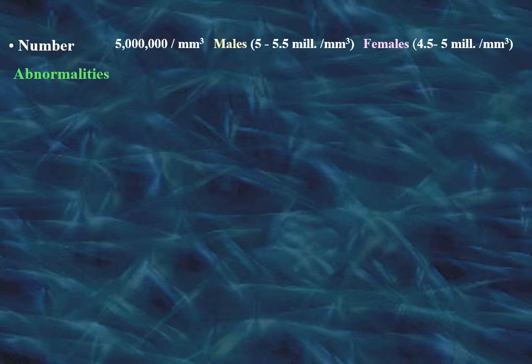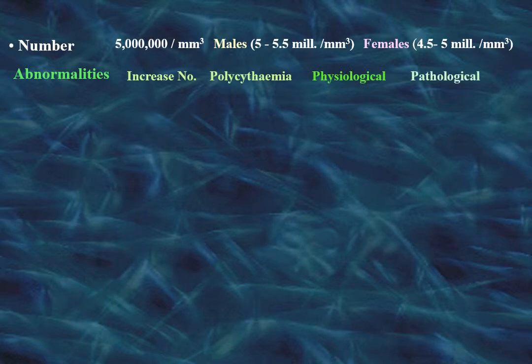Abnormalities. An increase in number of RBCs more than 6 millions per cubic millimeter is called polycythemia. Polycythemia may be physiological or pathological. Physiological polycythemia occurs in newly born infants after cold bath and muscular exercise, during emotions, and in high altitudes due to lack of oxygen, which in turn stimulates the bone marrow to manufacture more RBCs.